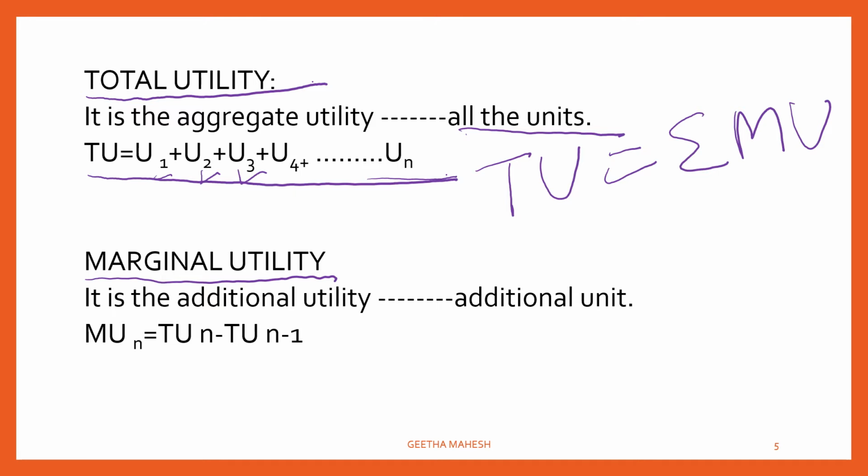What is marginal utility? It is the additional utility derived by a consumer by consuming an additional unit of a commodity. It deals with a single unit. Symbolically we can write marginal utility n equals total utility n minus total utility n minus 1.